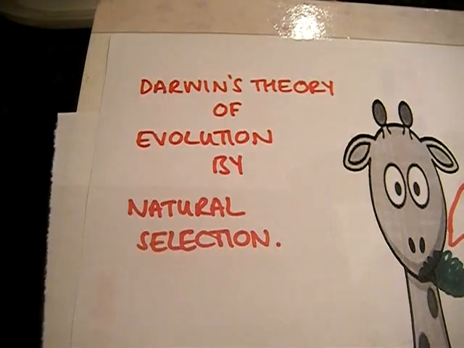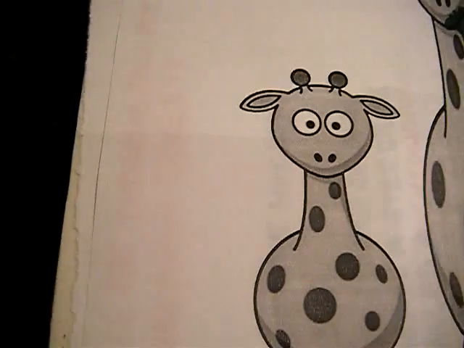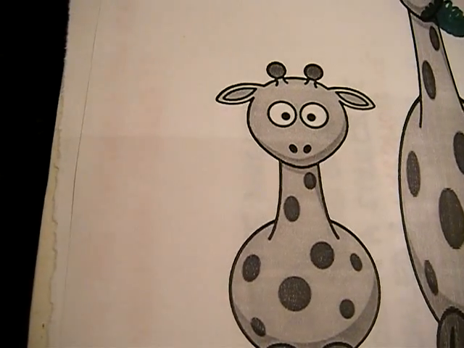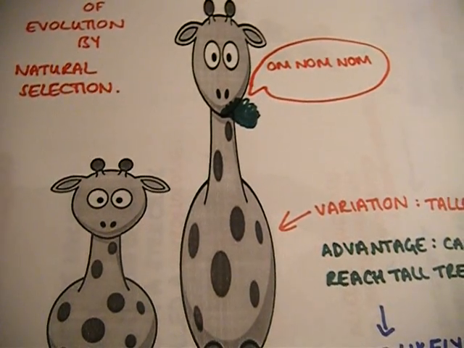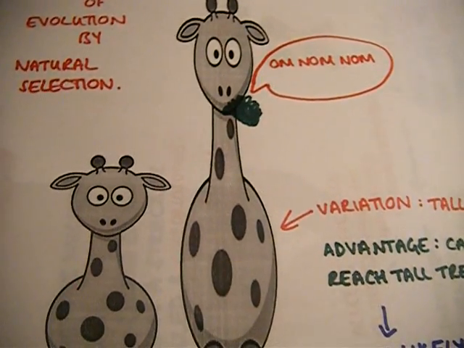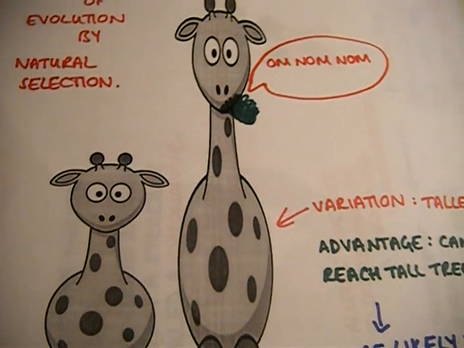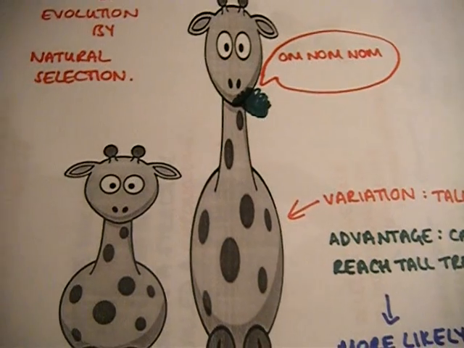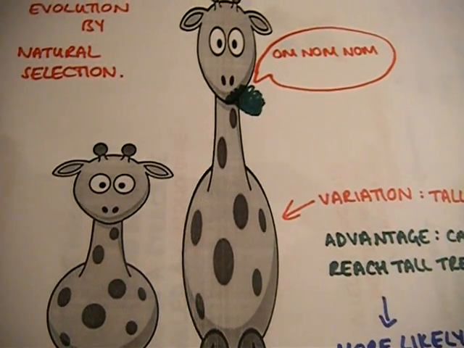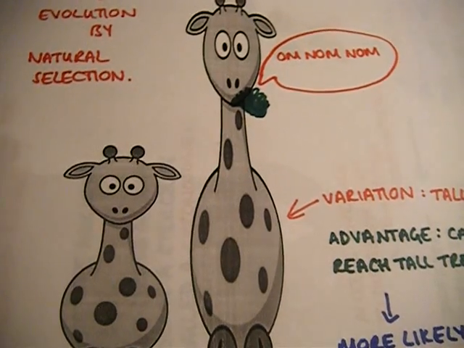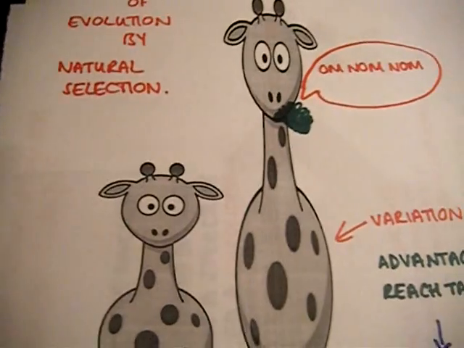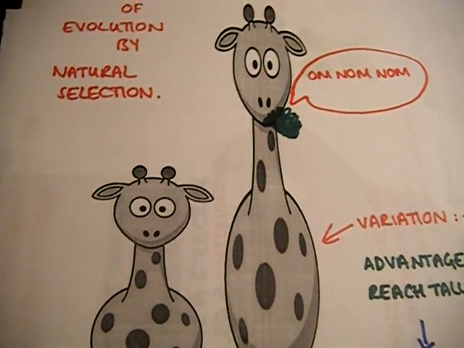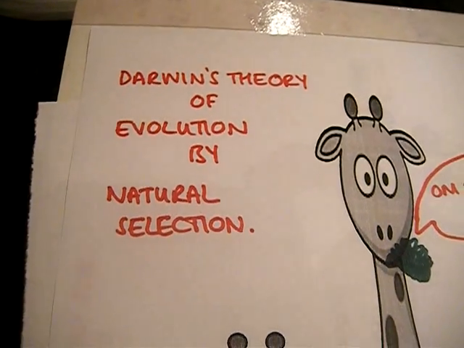So the evolution bit means that there's a gradual change. So these guys will die out, and these bigger ones will undergo the process of natural selection, which is because the variation that they have, which is that they're taller, because that variation has conferred a selective advantage, they survive and pass on their characteristics to their offspring. And that's the process of natural selection. The little guys die out and the bigger ones survive because they've got the advantage. That whole process together is Darwin's theory of evolution by natural selection.